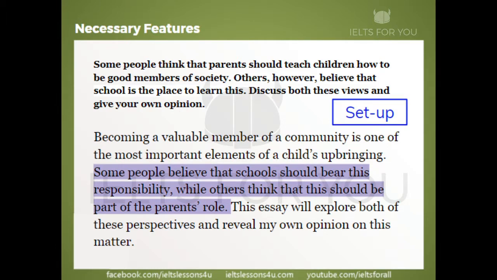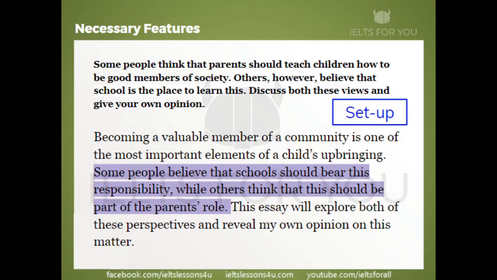Next, we have the setup. The purpose of this sentence is to lead into your thesis or your outline. Normally, your setup describes the opposite view to your own, or possibly the same view as your own. But normally you introduce one side of the argument in the setup. But the idea is to lead to your thesis. So read it with me. Some people believe that schools should bear this responsibility, while others think that this should be part of the parent's role.